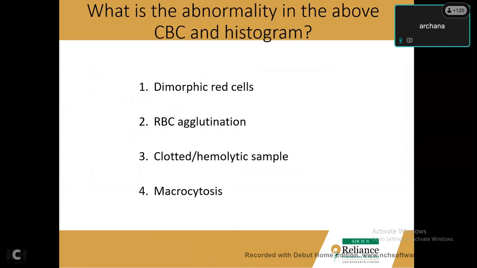So, what are the possibilities? Is this dimorphic red cells? Is this RBC agglutination? Could this be a clotted or a hemolyzed sample, or is this macrocytosis?